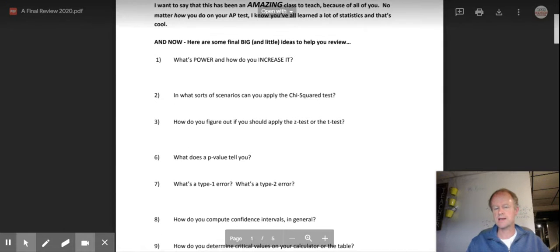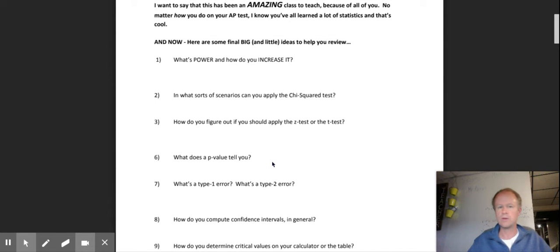It jumps to question 6 on your handout for some strange reason. Don't worry about that. What does the p-value tell you? Well, the p-value is the probability of getting the results that we get assuming the null is true. So the probability of getting the sample that we got assuming that null is true.